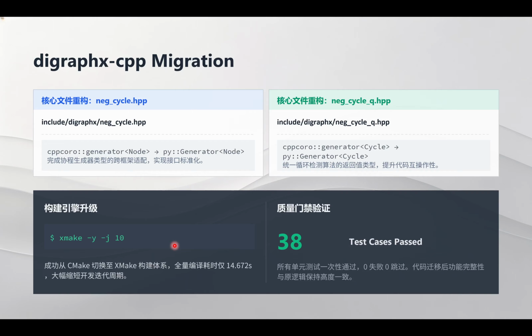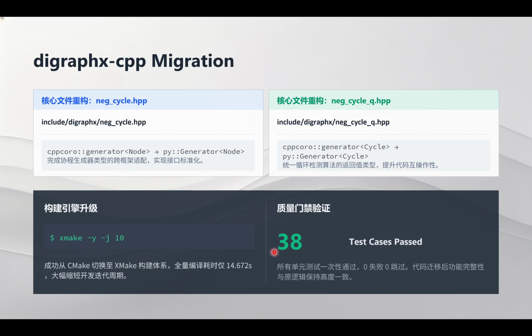Because CMake is so bulky. Oh, CMake is notoriously complex. It is arguably the 500-pound grandfather clock of C++ build systems. XMake, on the other hand, is Lua-based. It offers significantly faster dependency resolution and just much cleaner syntax. Well, the transition was completely seamless. All 38 tests in the Digraphics suite passed on the very first run.